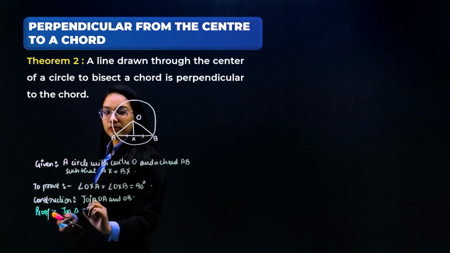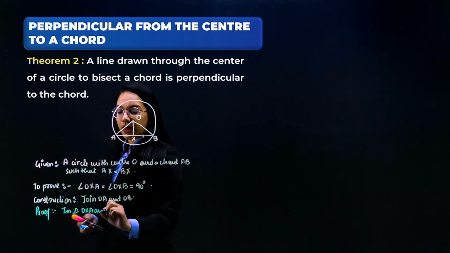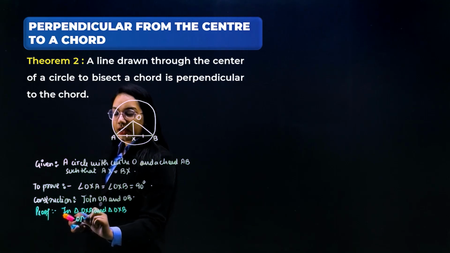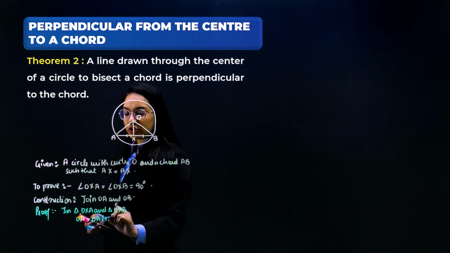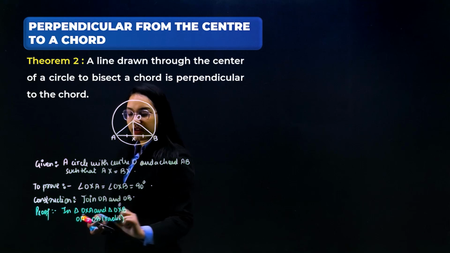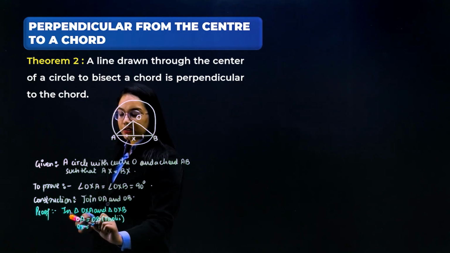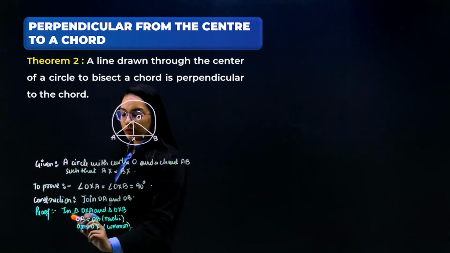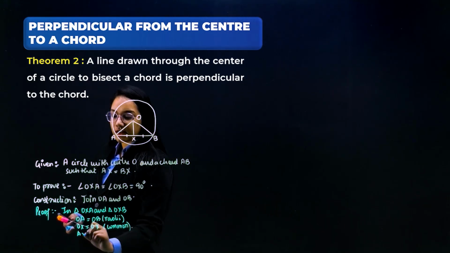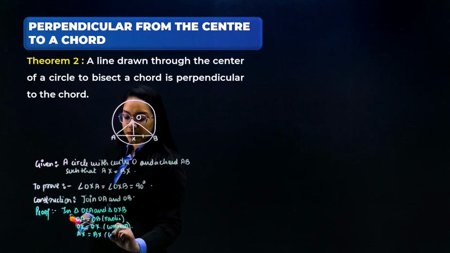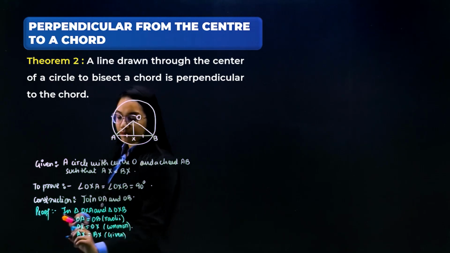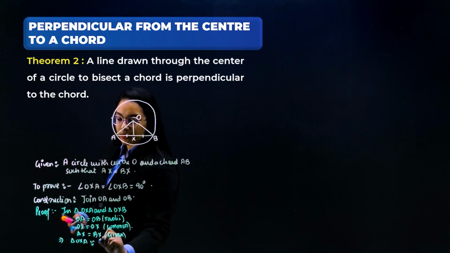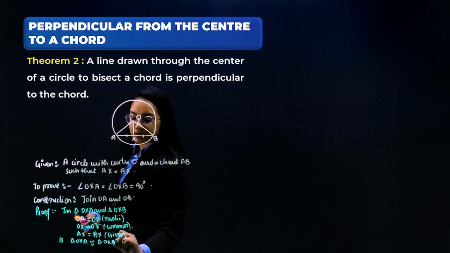in triangle OXA and triangle OXB, first of all, OA is equal to OB, as they are the radii of the circle, that's why they are equal to each other. Furthermore, OX is equal to OX, this is a common side, that's why they are equal to each other. And furthermore, AX is equal to BX, it is already given to us.